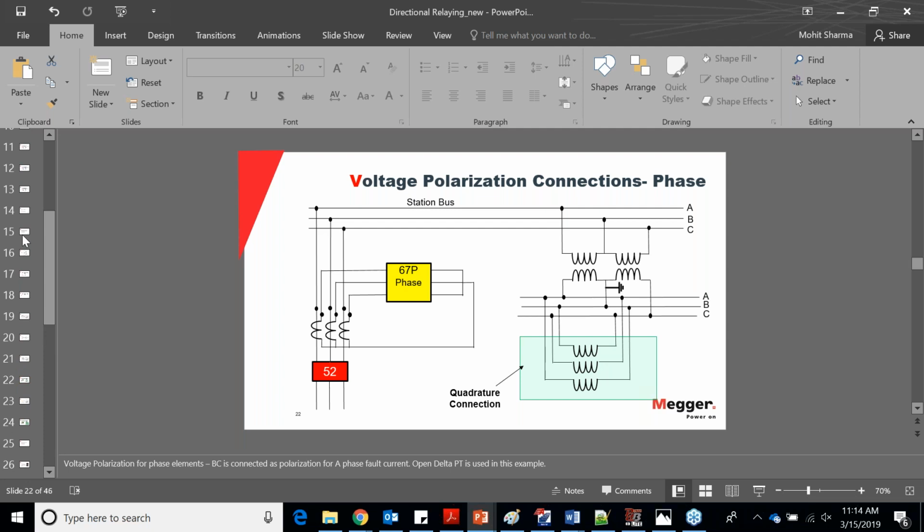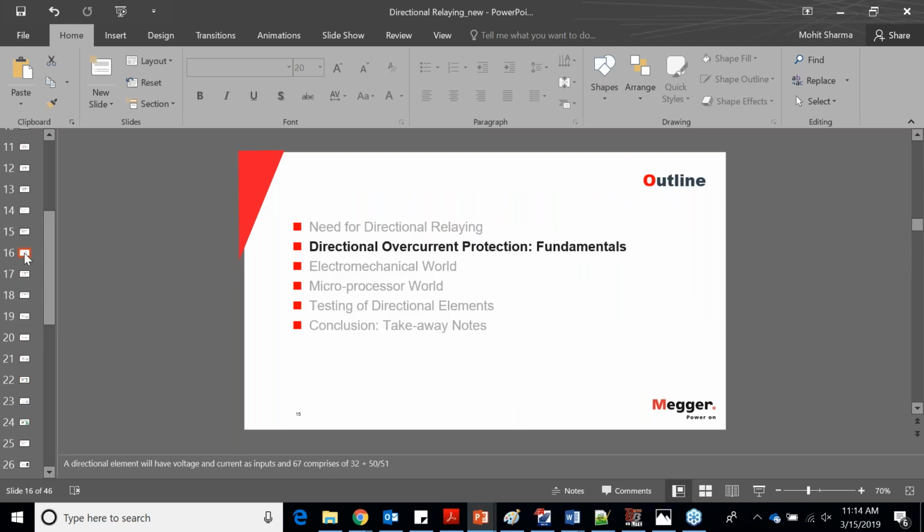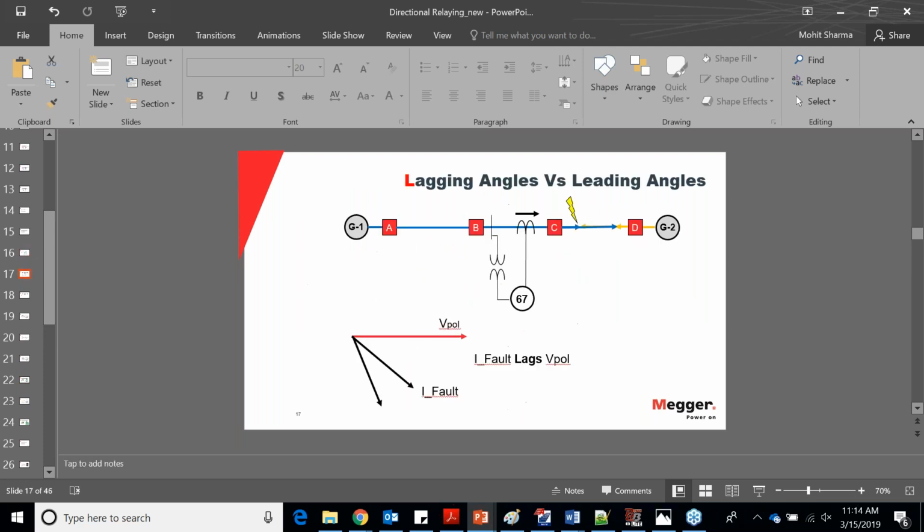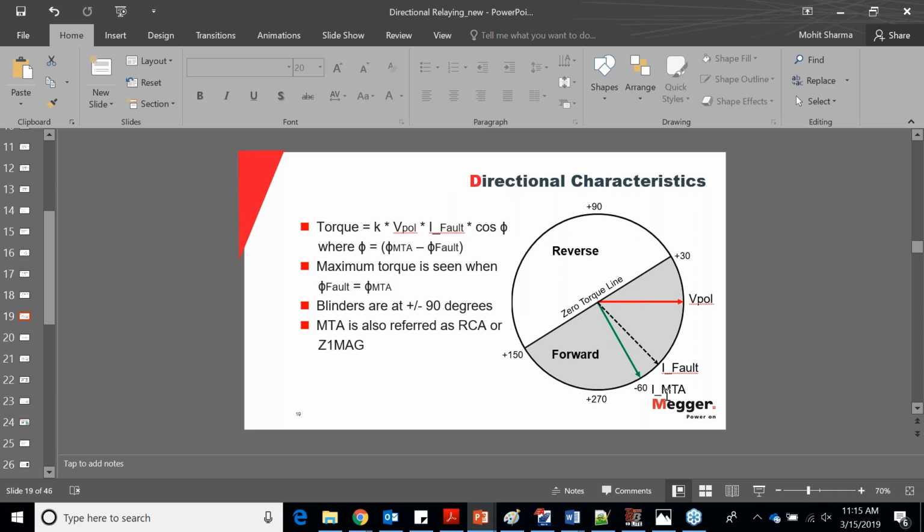Let me go back here. Let me show you really quick. Here is the MTA setting. The MTA setting is based on the polarizing quantity. So my MTA setting here is lagging by 60. So that's what it is. So MTA always lags. It looks for the polarizing quantity as the reference, and has the numbers based on the reference.